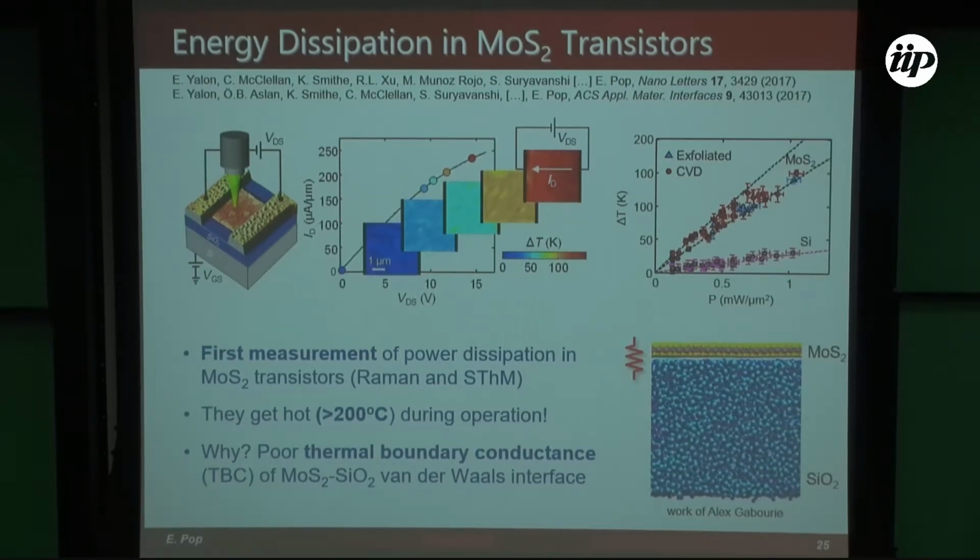And so we very quickly realized that not just our data, but also all the other data that had been published in the literature on high current operation of these 2D transistors was actually not at all at room temperature, or whatever the ambient is. It was actually at least 200 degrees hotter. So for us, this meant that up here, these devices were actually becoming over 200 Celsius hot.